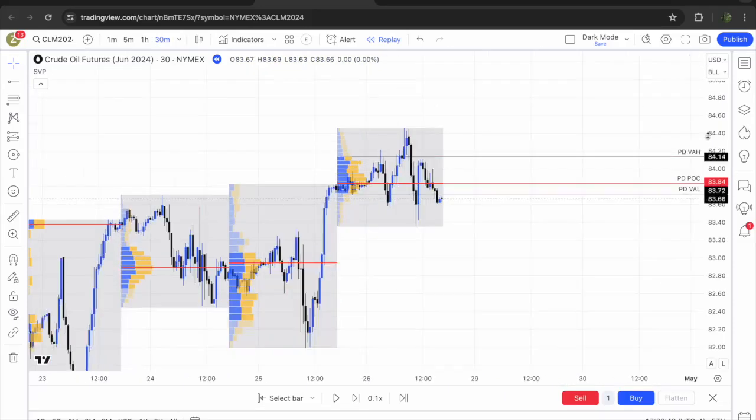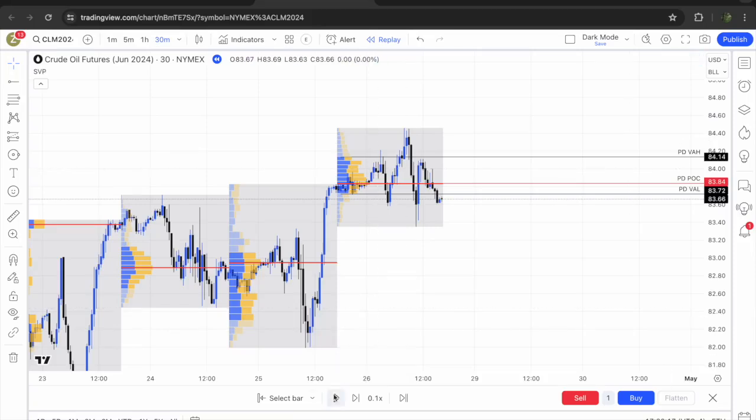Okay, so first thing we're going to go over is how can we use these levels to give us context on the current day's price action? And can it give us a directional bias, and can it give us levels to trade off of in the direction of our bias? So a couple of rules of thumb that you can look at is, okay, where is the current day opening in relation to our previous day's value areas?